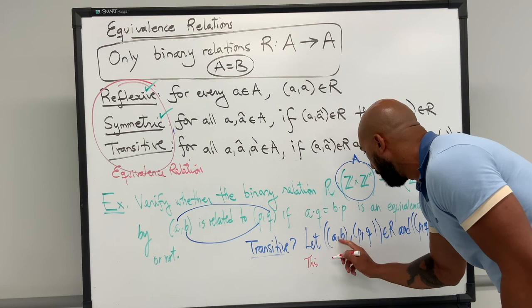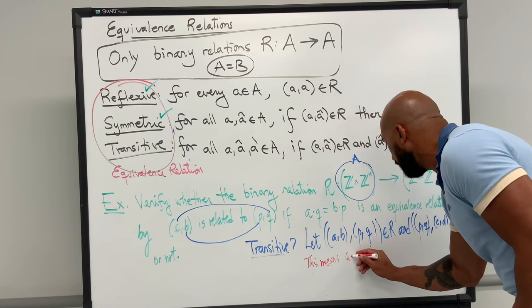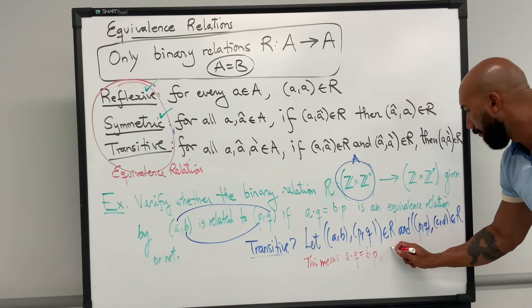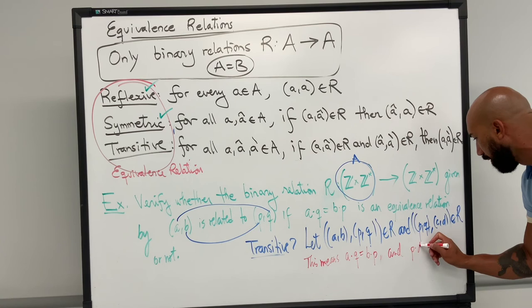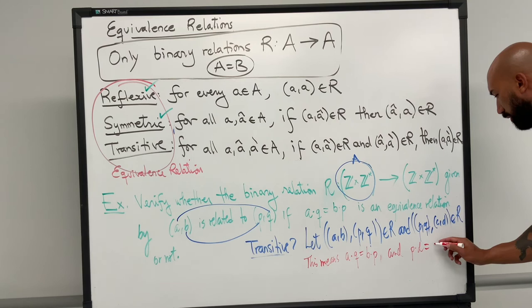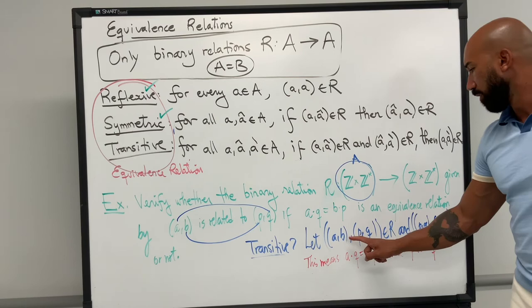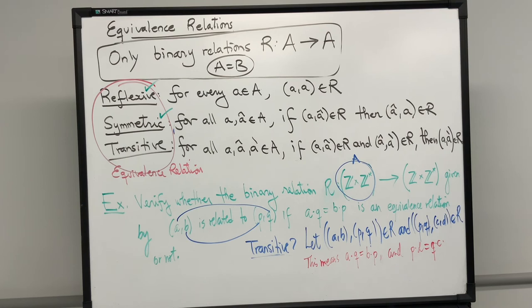This means that A times Q is equal to B times P. And this means that P times D is equal to Q times C. All right, this is what we have. And what we need is A times D equals B times C. That's what we need if we want to conclude that the pair (A, B), (C, D) is in the relation. All right, how can we get that?